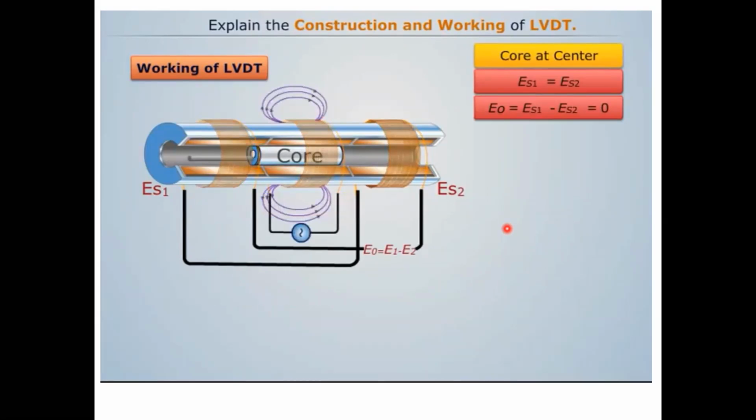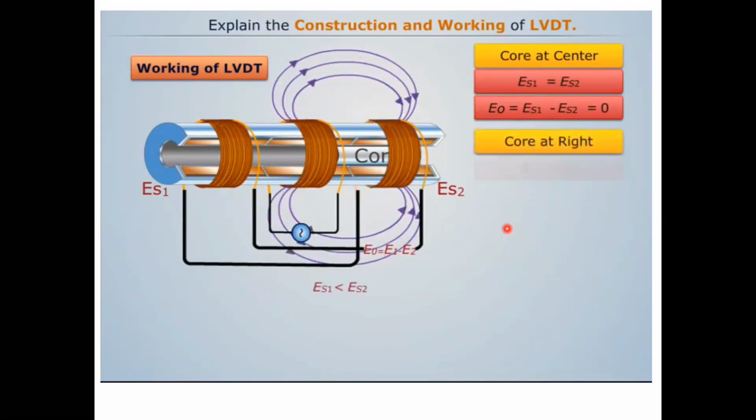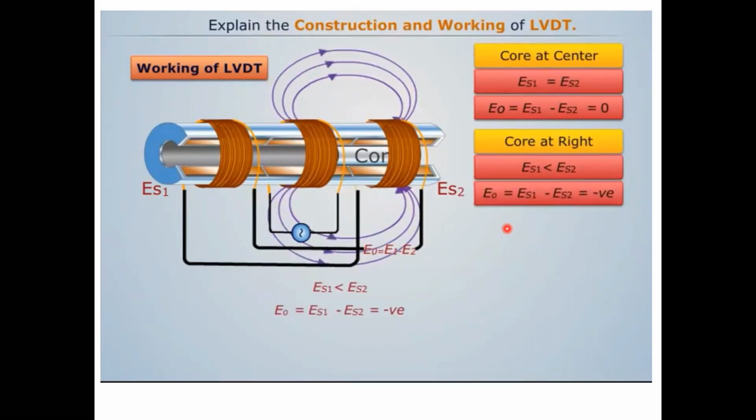Now, if we move the core towards the right, we see that the flux linking with coil S2 becomes greater than the flux linking with coil S1. As a result, the EMF induced in coil S2 becomes greater than the EMF induced in coil S1. And the net EMF shows a negative value.